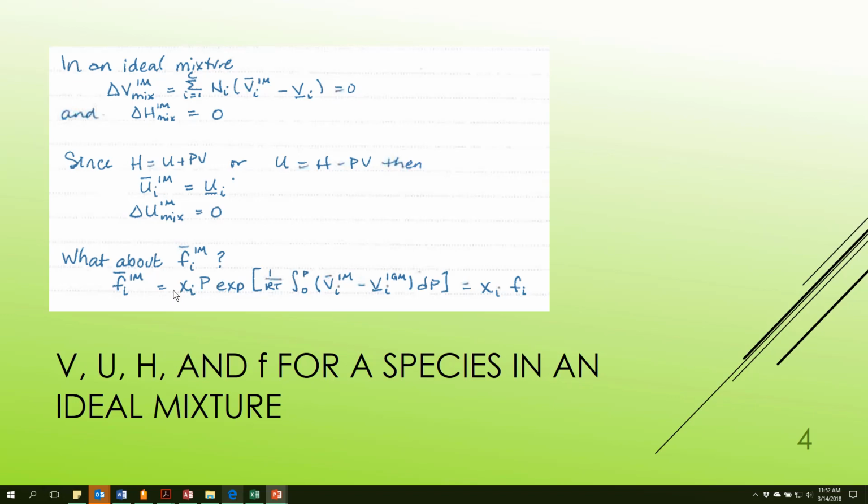We also could do something like this for the fugacity of a substance in an ideal mixture. So if we take our definition for the fugacity of a substance in a mixture and apply the ideal mixture rule to it, then I get x_i P exponential of 1 over RT, the integral from 0 to P of the partial molar volume minus the ideal gas mixture volume. Okay? And this is for an ideal mixture. This will be exactly the same as saying x_i times, and all of this is just the fugacity for the pure substance.